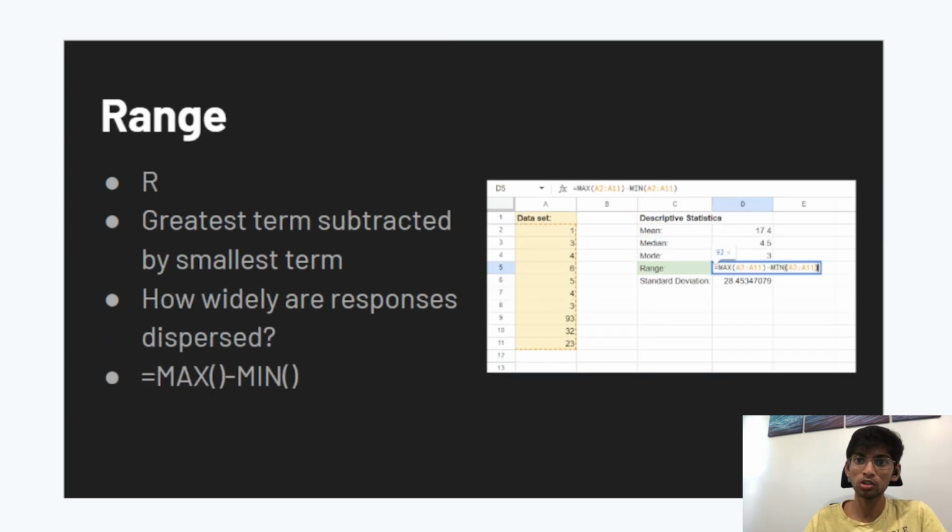Next, you have range, which is represented by R. The value of the range can be found by subtracting the smallest term from the greatest term, and this gives you a rough understanding of how widely responses are dispersed. This can be found on Google Sheets by typing out equal sign MAX and then the range of your dataset minus MIN of your dataset. There isn't really a function for range on Google Sheets, so you have to manually find the max and then subtract the minimum, and that just gives you the range.